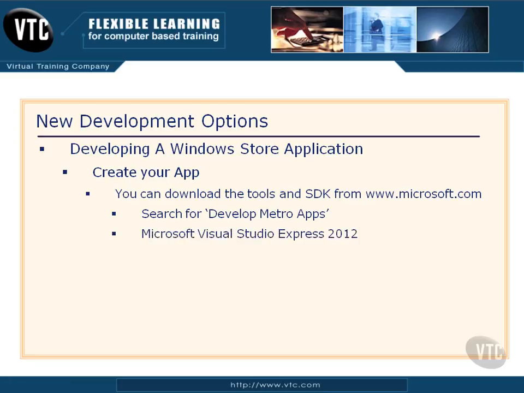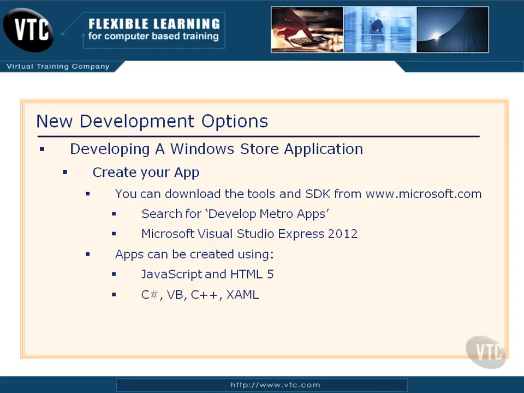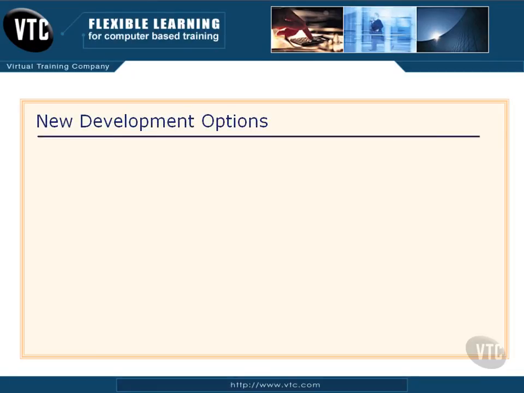Do keep in mind that these are going to be built on Visual Studio Express 2012. That is not in final release at the time that I'm doing this course, but a lot of people are building functioning apps on it. The apps can be created, by the way, using either JavaScript and HTML5, also Cascading Style Sheets 3.0. You can use the language that you'd like: C#, VB.NET, C++, and then the XAML technologies, XAML.